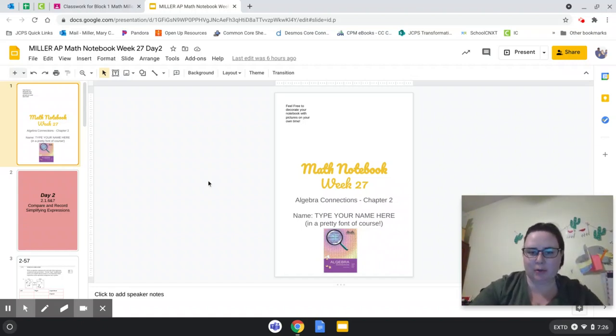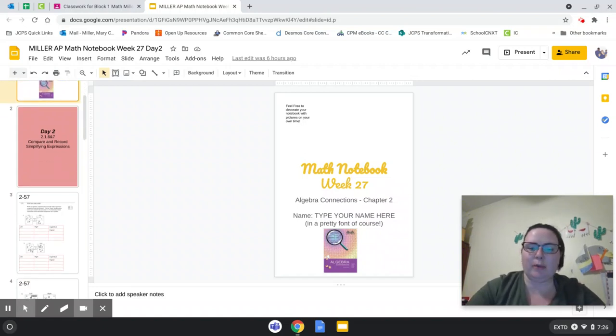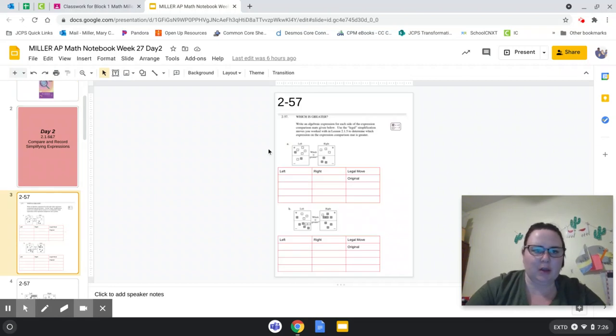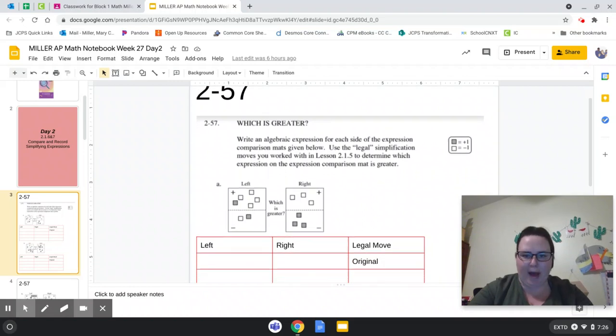We are again continuing in the Algebra Connections book, which is pictured down at the bottom of this slide. This is lessons 2.1.6 and 2.1.7, the condensed version. So we will go ahead and get started. I'm going to zoom in to make sure that you can see everything today. Please feel free to pause me at any time if you need to finish something or if you have any problems and need to review and go back.